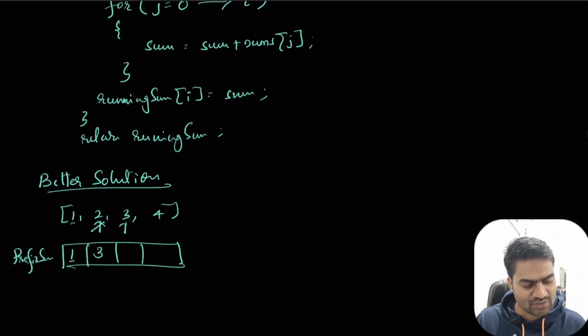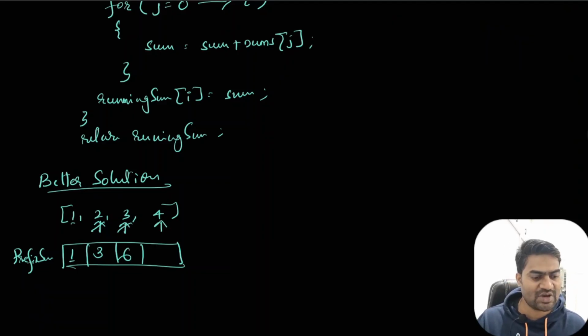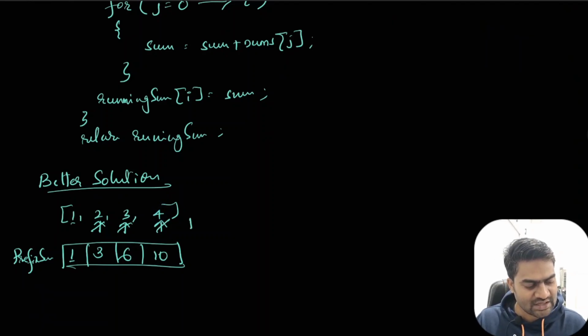Next, I will go to this number. Now the prefix sum is 3 and the current number is 3. So I will sum those up and place it here. Then I will move to the next number. Again the prefix sum is 6 and the current number is 4. If I add, I will get 10. I will place that here. Then once I move out, I end up processing all the numbers in the array.